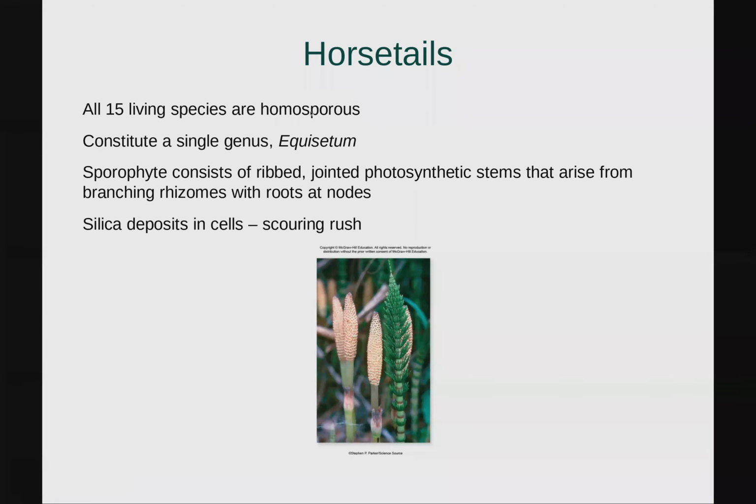There are 15 living species, and they are all homosporous, i.e., they don't produce male or female or plus or minus. They just produce one type of spore, and they're only found in one single genus, Equisetum. Now, their sporophyte themselves consists of ribbed, jointed photosynthetic stems, as you can see here, that arise from branching rhizomes with roots at the nodes.